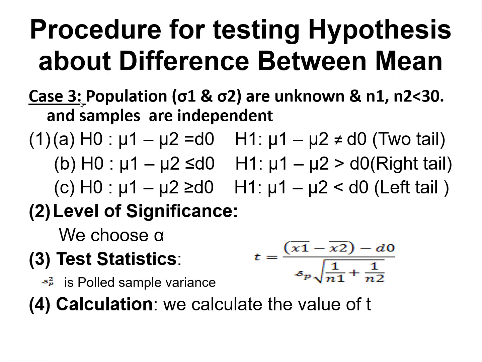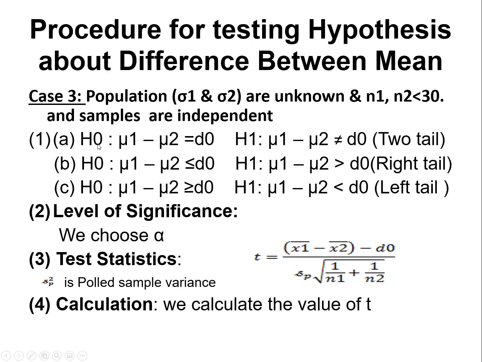So in case 3, the population mean and population standard deviation are unknown. So the standard deviation or variances of the population are unknown. And n1 and n2, which are the sample sizes, will be less than 30. And samples are independent. Okay, so these things are very important. You need to understand, and I already discussed in great detail what will be dependent and what will be independent. So when you get these conditions, it means that you will use a t statistic instead of a z statistic.